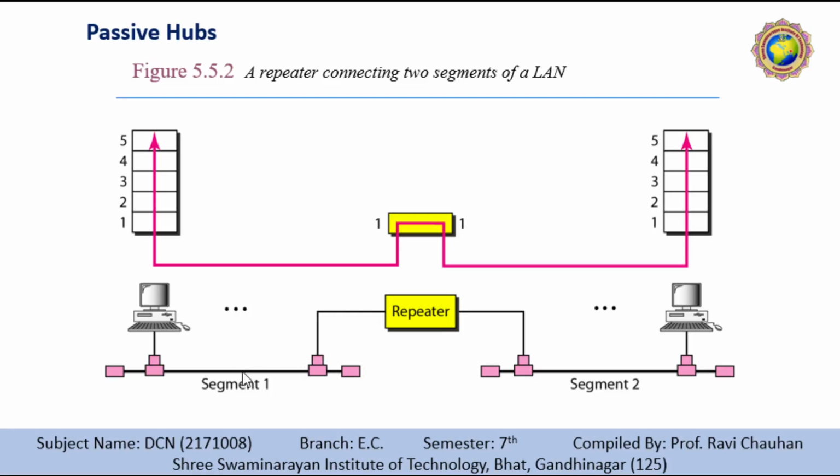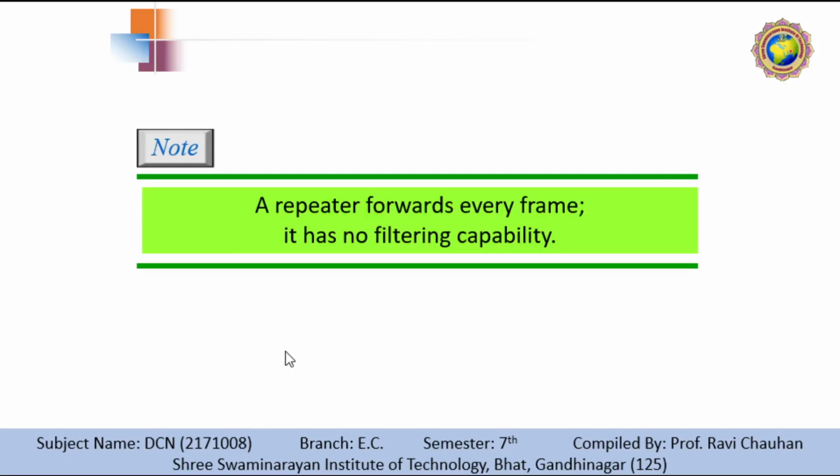When it receives a frame from any port, it regenerates and forwards it to the other port. Fine. So we can say that a repeater just forwards every frame. There is no filtering capacity.